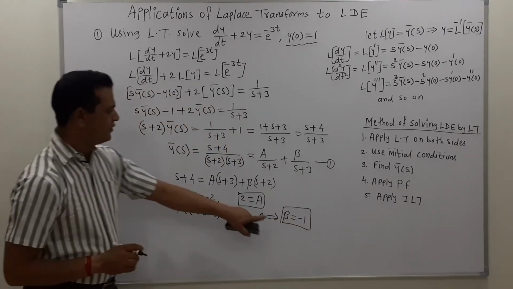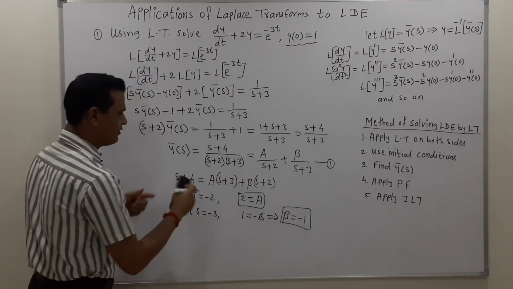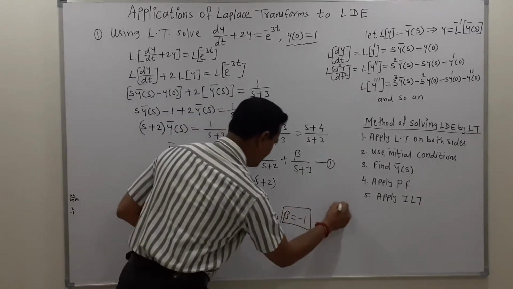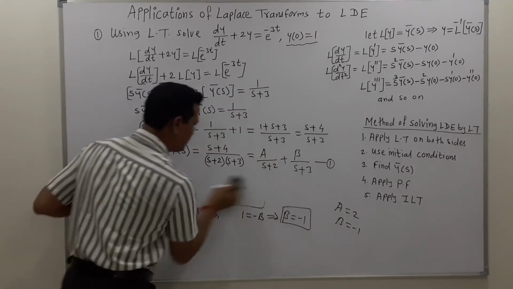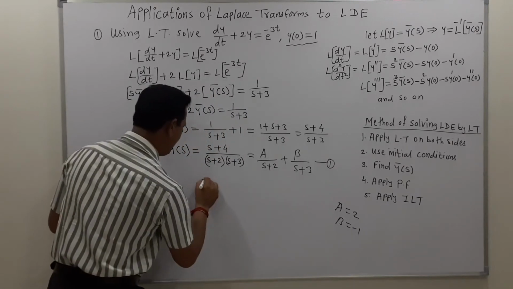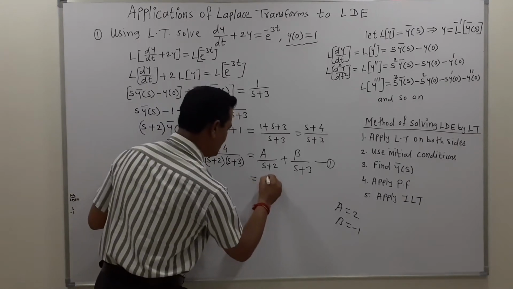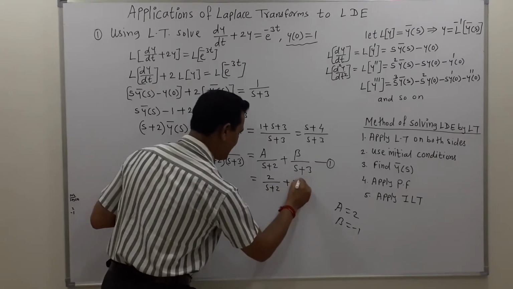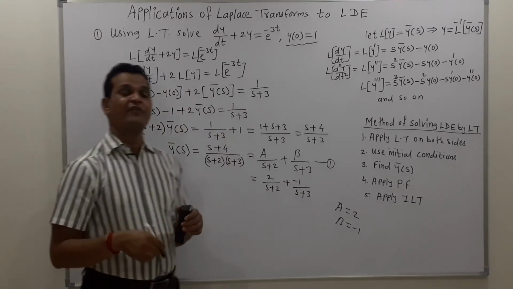So now put the value of a and b in equation number 1. So after putting the value of a and b in equation 1, we get this equation as, so I will write here, a is equal to 2 and b is equal to minus 1. So now put this value in this equation number 1. So we get this equation as 2 upon s plus 2, then plus minus 1 upon s plus 3. So in this way we get the value of partial fraction.